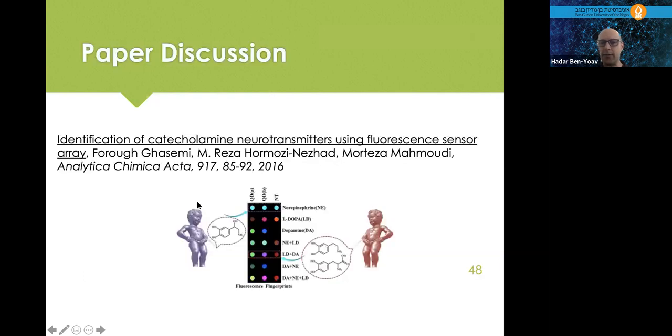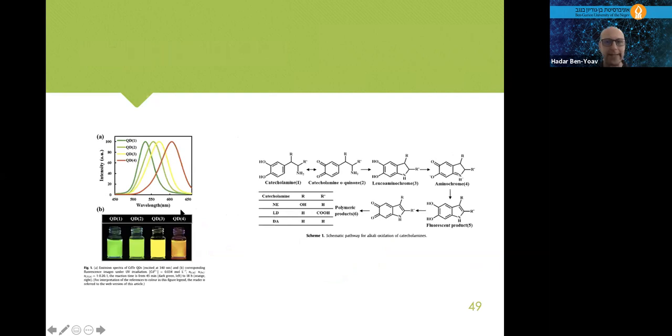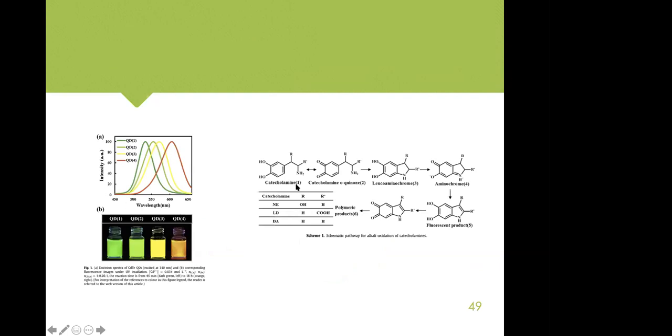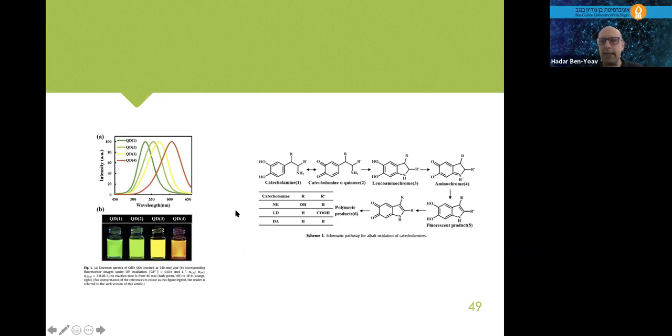And the sensors are actually quantum dots, meaning that whenever they interact with the catecholamines, they change the absorbance of the color. Catecholamine is a general name for different neurotransmitters. So they have different absorbance for different colors.